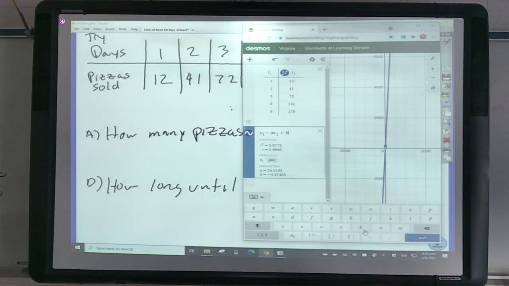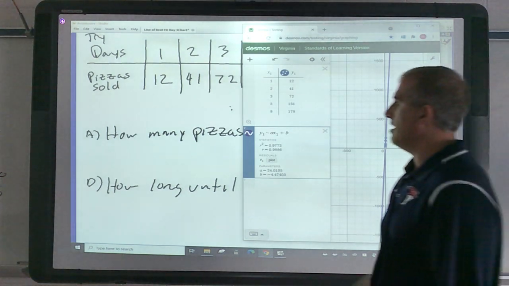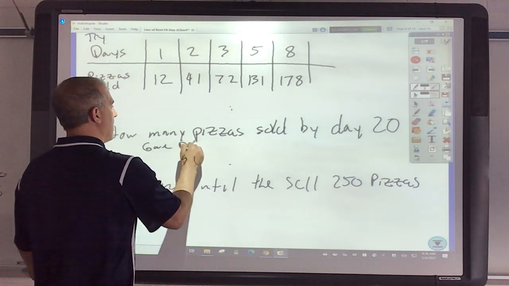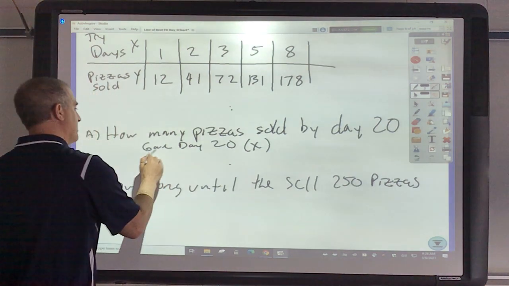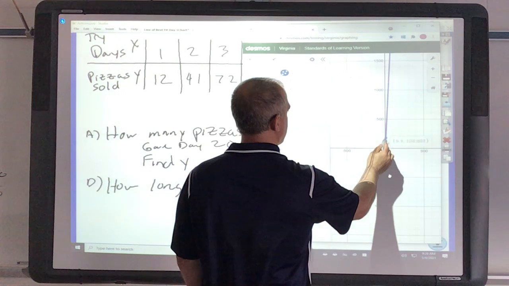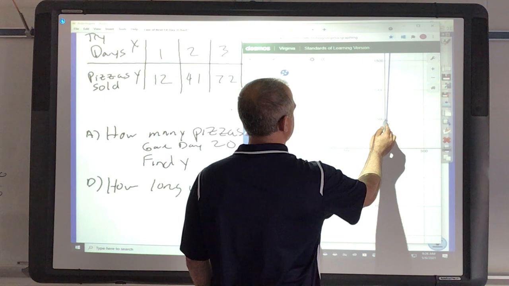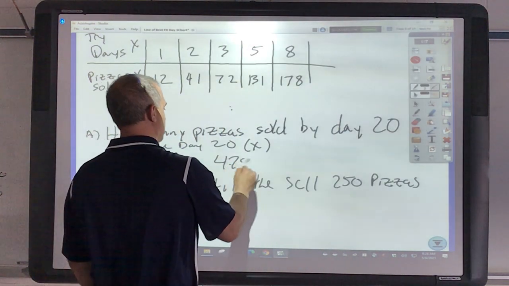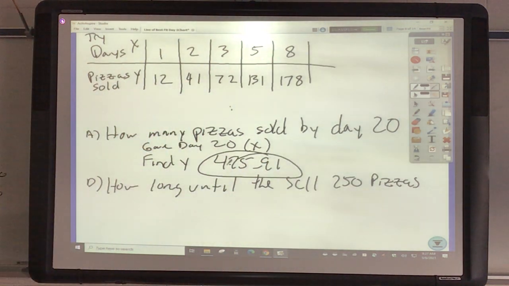There's my line there. It says how many pizzas will be sold by day 20. So they gave day 20. This is x. This is y. So they gave x, that means I gotta find y. So I want to find where x is 20. Just gotta trace until I get to 20. 475.91. Now, if you want to be realistic and say 475, 476, that makes sense, okay?